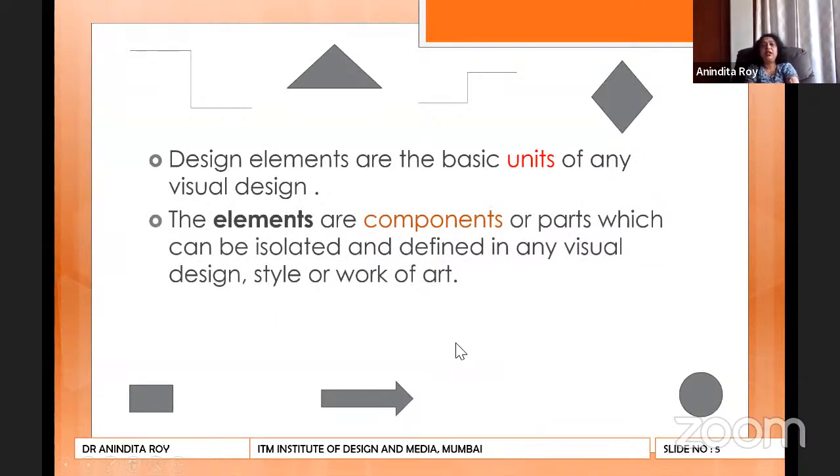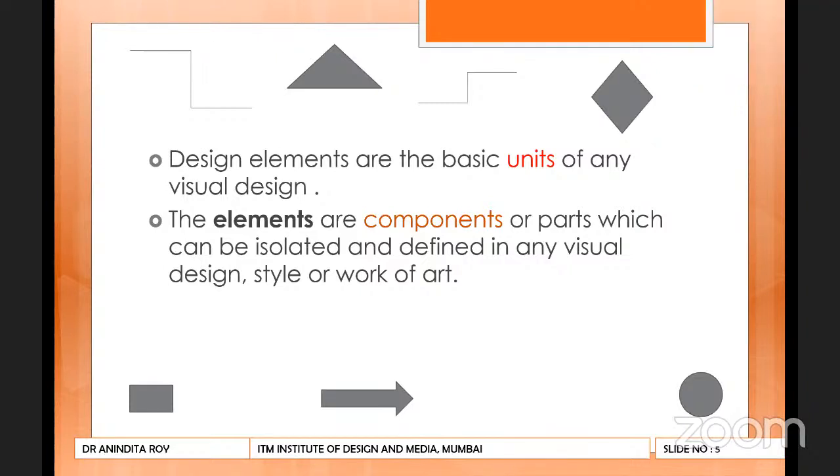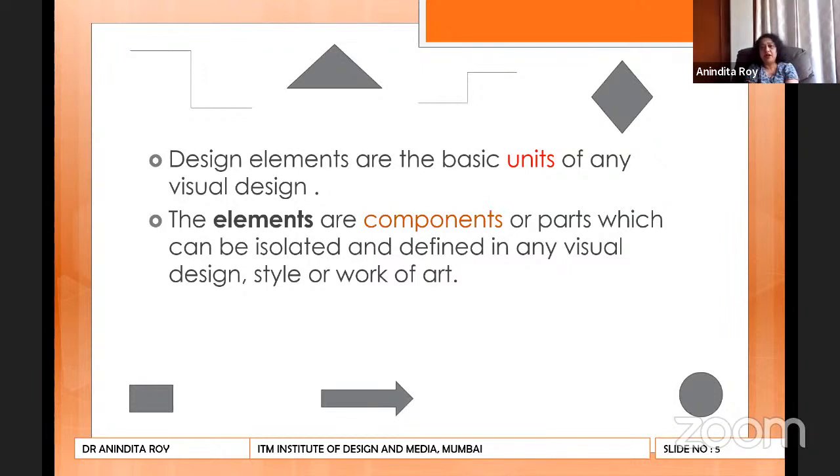These elements are basically components. Like I said, they are basic units of design, but we can also call them components, parts of design. And which kind of parts? Parts which can be isolated, which you can see separately. You can say this is this, this is this. So you can define and isolate the elements part by part in any composition. We can say elements are components or parts which can be isolated and defined in any visual design, any style or any work of art. Okay, so basic units and components are the keywords that you need to remember.